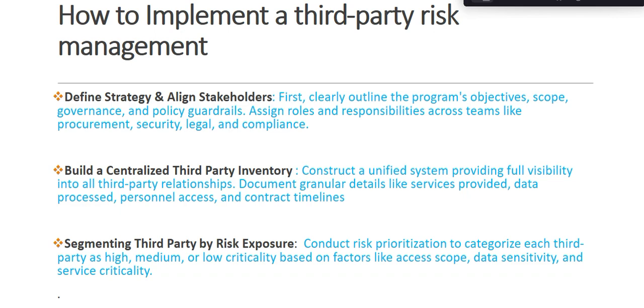Once this is done, they will build a centralized third party inventory, where whatever information regarding the third parties is present will be deposited, and everybody can go ahead and check it. Next would be segmenting third parties by risk exposure. In this phase, risk prioritization is done based on factors like scope of data given, data sensitivity, and service criticality. Once the third parties are identified, they will check whether they are from a high risk zone, what kind of data we are giving access to, those kinds of things.